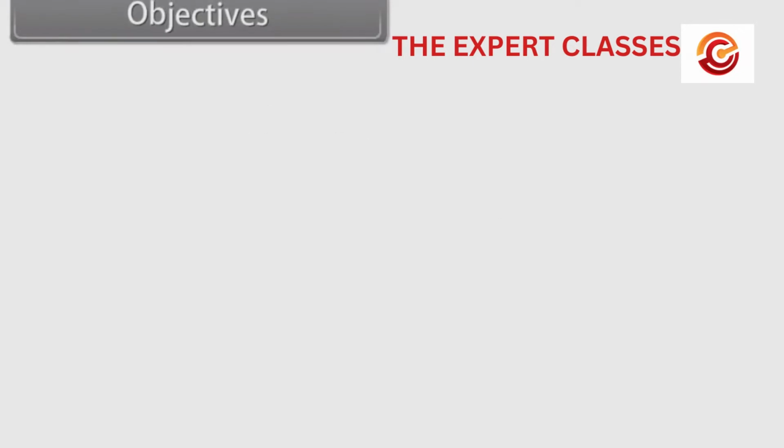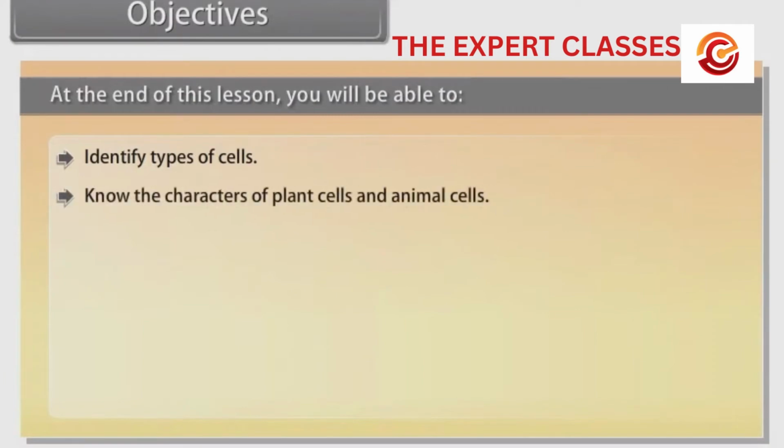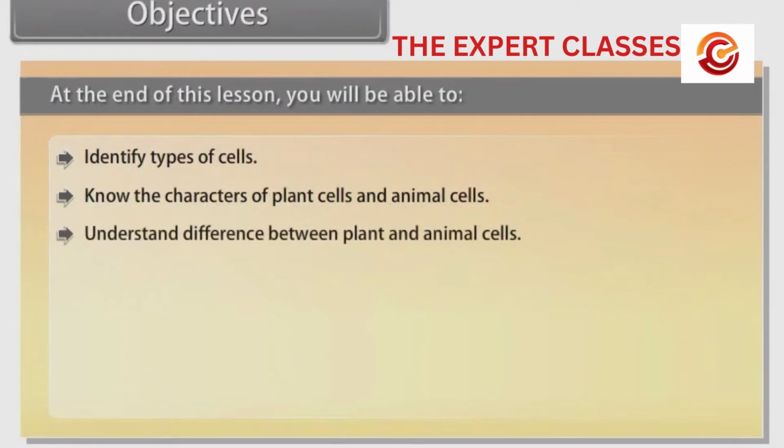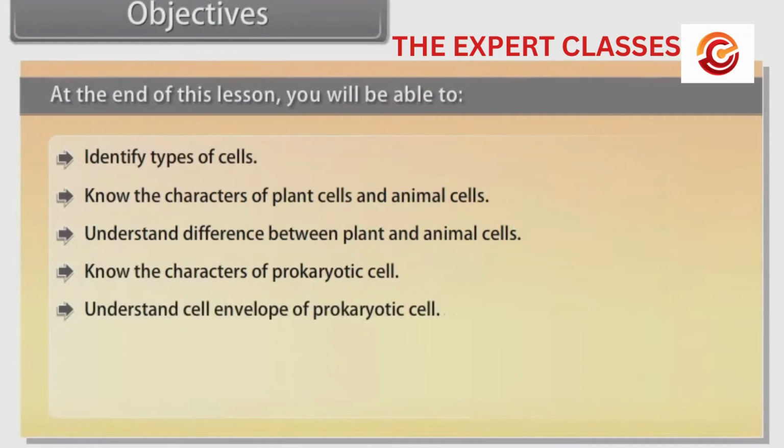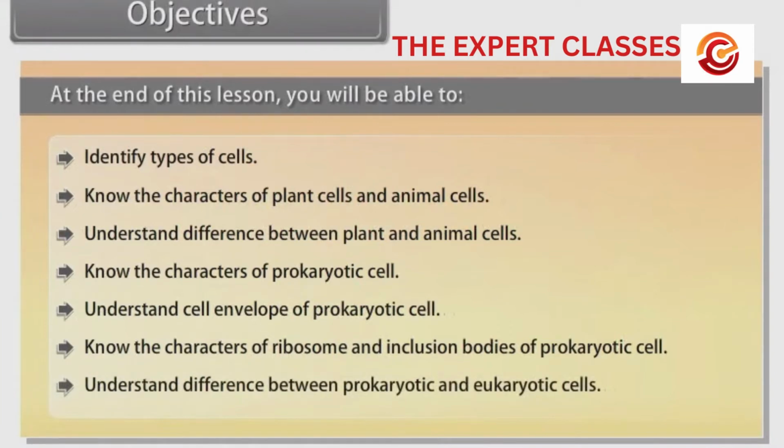Objectives. At the end of this lesson, you will be able to identify types of cells, know the characters of plant cells and animal cells, understand difference between plant and animal cells, know the characters of prokaryotic cell, understand cell envelope of prokaryotic cell, know the characters of ribosome and inclusion bodies of prokaryotic cell. Understand difference between prokaryotic and eukaryotic cells.